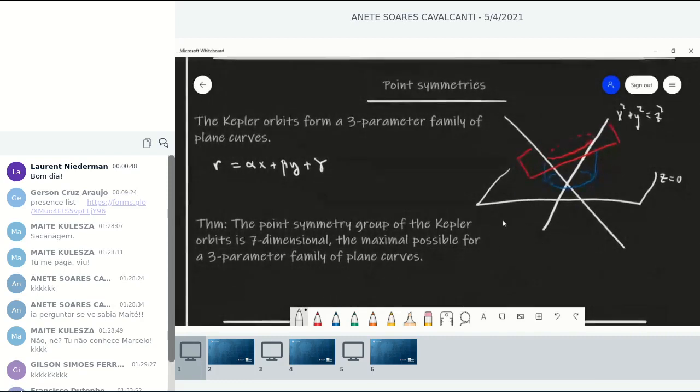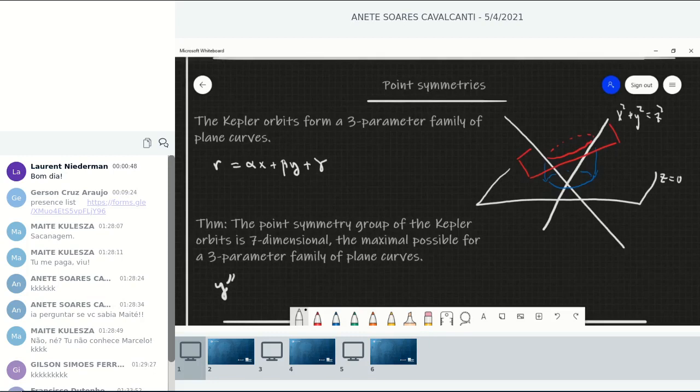And so the first thing is this full point symmetry group is a 7-dimensional group. And I find it interesting that this is the largest possible symmetry group for a 3-parameter family of curves. So these are the most symmetric type of family of curves. This statement that this is the largest is the content of the work of Lie, Tresse, his students, and Barton.